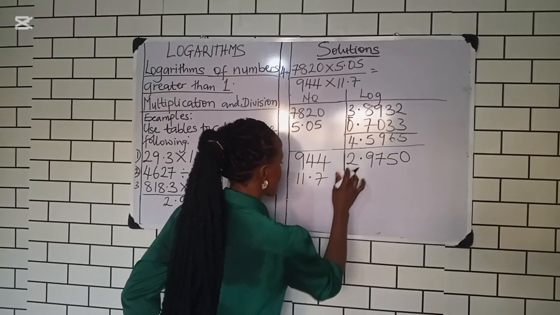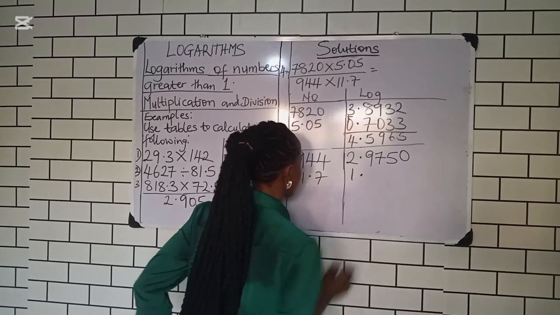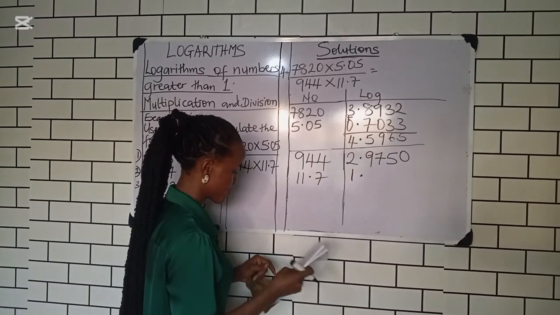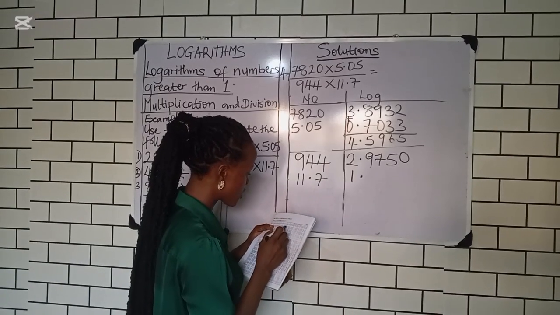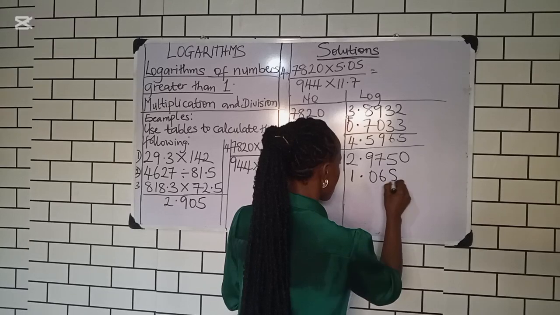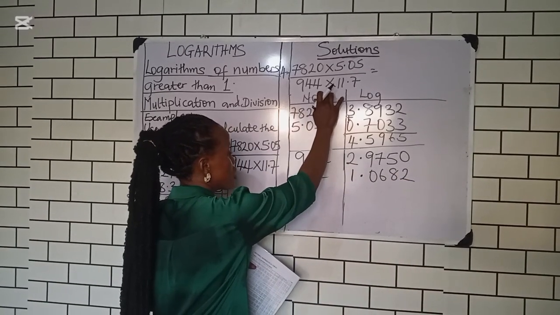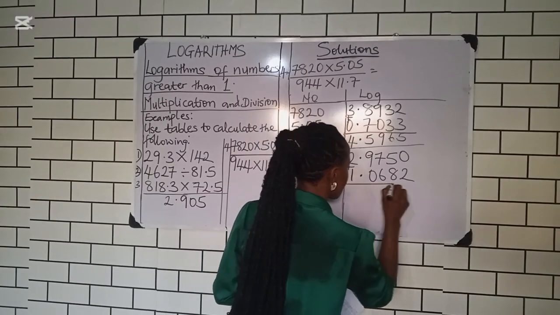The second number here is 11.7. The characteristic part here is 1. Put your decimal point. Now we're going to look for 11 under 7. 11 under 7 here is 0682. The sign we have here is multiplication. Therefore, we're going to add their logs.